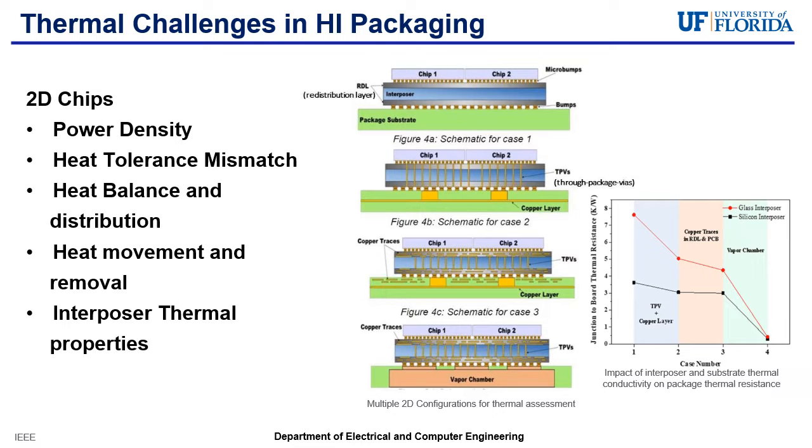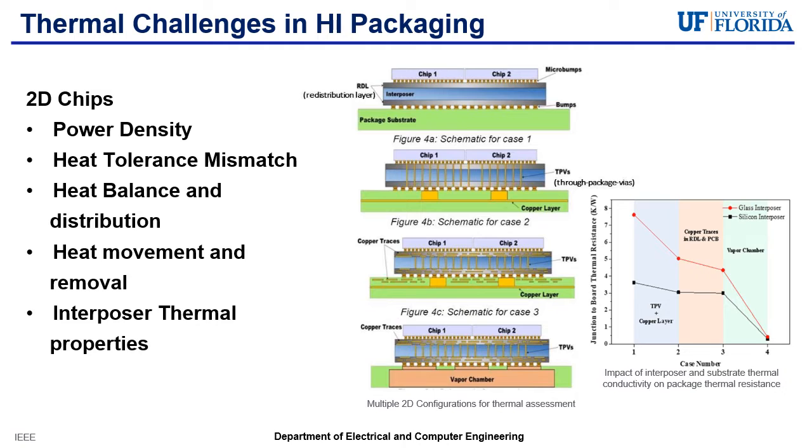Starting off will be thermal challenges in heterogeneous integrated packaging, more specifically in 2D chips. 2D chips have a power density that creates significant heat during operation. This heat needs to be managed effectively to ensure the chip's performance and longevity. However, there can be a mismatch in heat tolerance between the different materials in the chip, which can complicate this heat management. Efficient heat balance and distribution are essential. Engineers must design systems within the chip that distribute the heat evenly and prevent hotspots, which can damage the semiconductor materials.